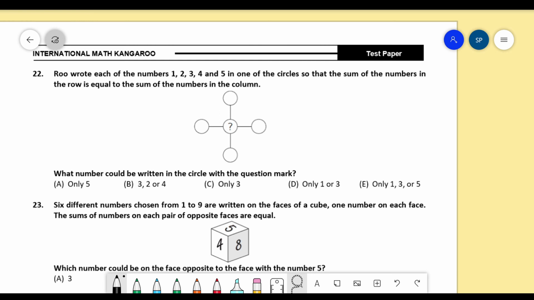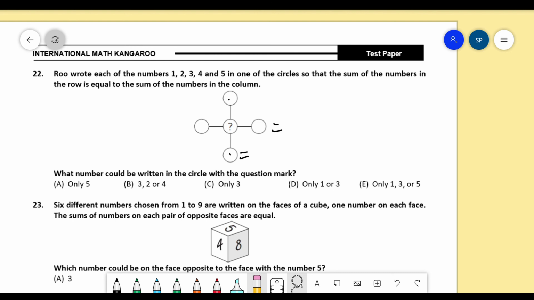Rule 22. Write each of the numbers 1, 2, 3, 4, and 5 in one of the circles so that the sum of the numbers in the row is equal to the sum of the numbers in the column. What number could be written in the circle with the question mark? So, they're basically telling us these 3 numbers adding up would be a sum, and these 3 numbers adding up would be a different sum, of course.